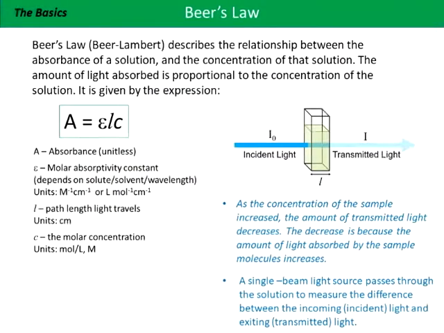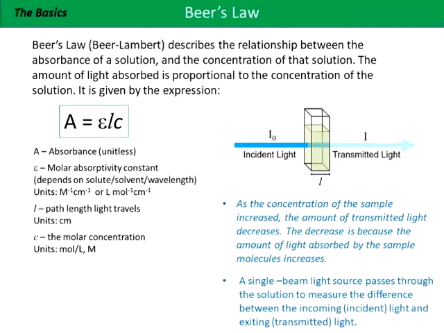So what is Beer's Law, or what does Beer's Law describe? Beer's Law, which is also known as the Beer-Lambert relationship, describes the relationship between the absorbance of a solution and the concentration of that solution. The amount of light absorbed is proportional to the concentration of the solution. In other words, Beer's Law allows you to determine or measure the concentration of a solution based upon the amount of light that is absorbed or transmitted from the sample solution.